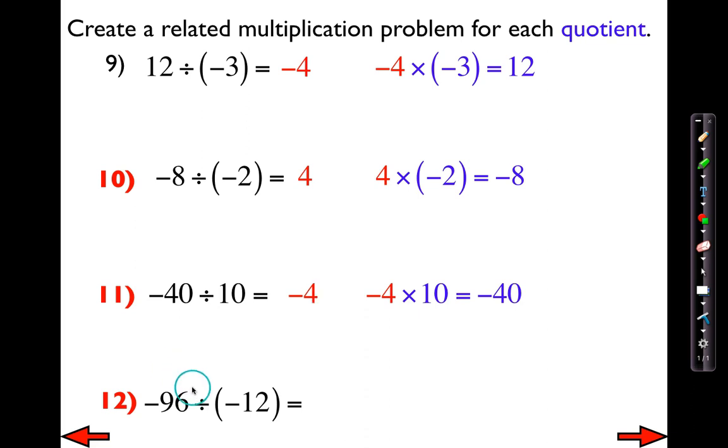For number 12, what times negative 12 gives me a negative 96? The only number times negative 12 that gives me negative 96 would be an 8. So here, to prove it, 8 times negative 12 is negative 96. So the answer is 8. So notice you can do division of integers by relating it back to a multiplication problem.